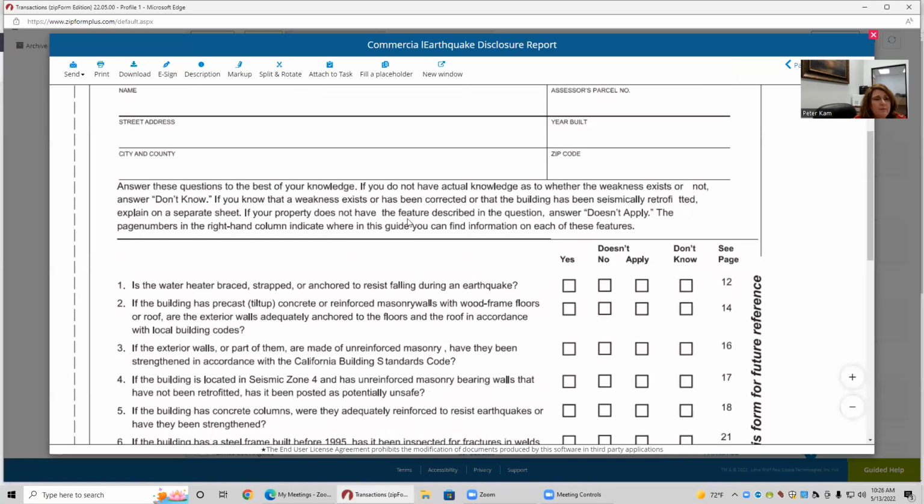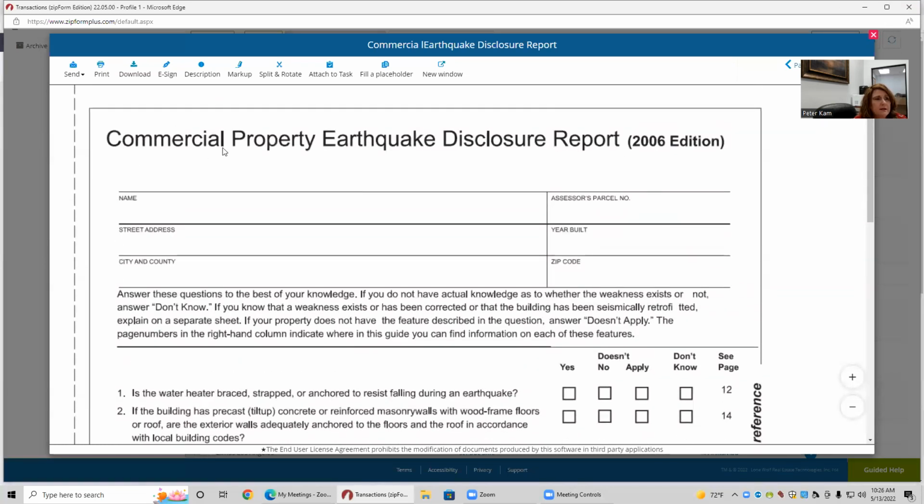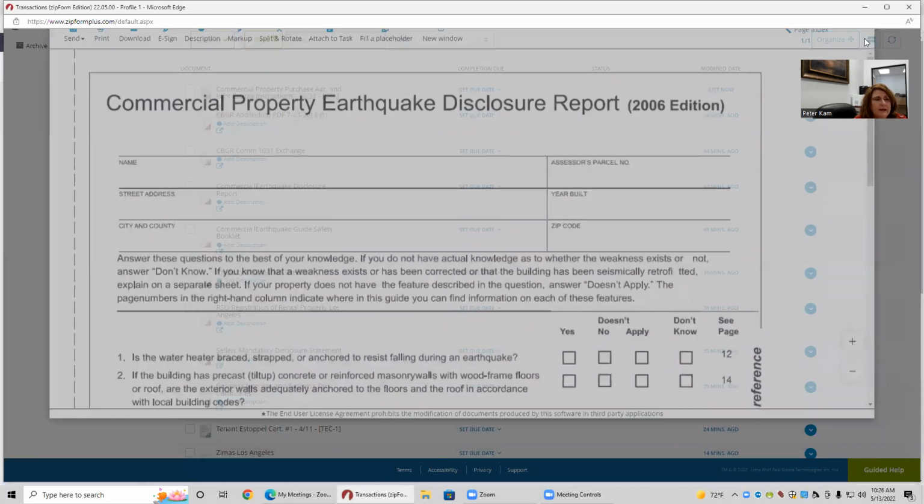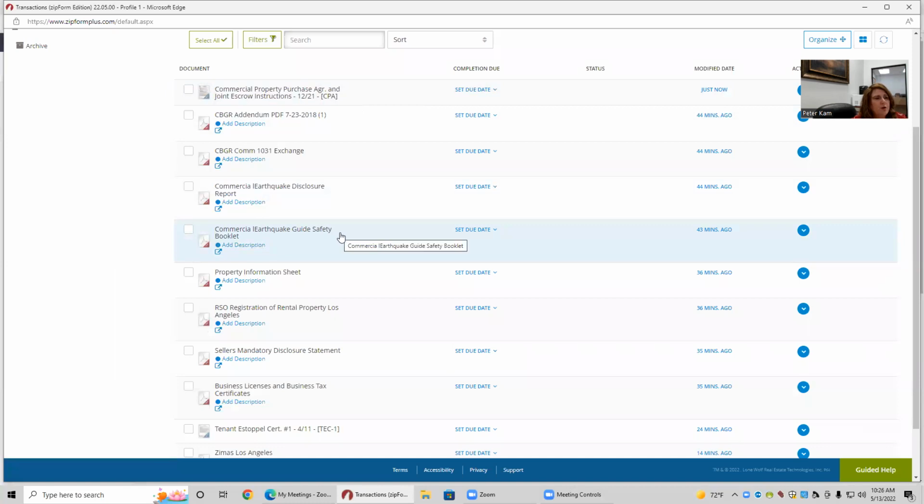So you can go ahead and pull this from there and print it out and have your seller sign. This is the commercial property earthquake disclosure report for pre-1975 properties, okay? So the commercial earthquake safety booklet, you can also pull from our website. It's rather large. Let me see how long it's going to take to come up.